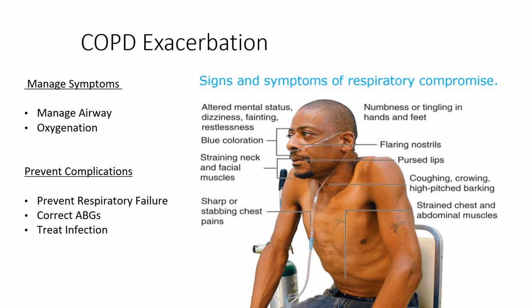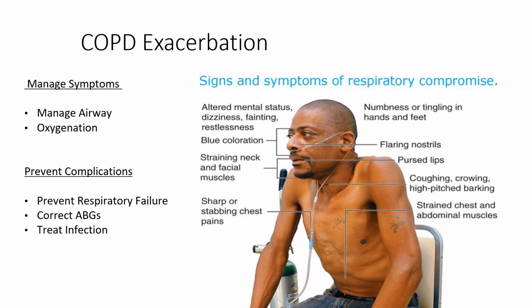So what do exacerbations do? They are further damaging that patient's lungs. What are you doing when your patient comes into the acute care setting with an exacerbation? Number one, you're going to manage their symptoms, manage their airway, and make sure they're being oxygenated well. You want to prevent complications such as respiratory failure and correct any acidosis that the patient might be having, and treat the underlying infection or the cause of the exacerbation. For instance, if your patient had influenza, we have to treat the influenza and the signs and symptoms of the flu to help decrease the exacerbation.